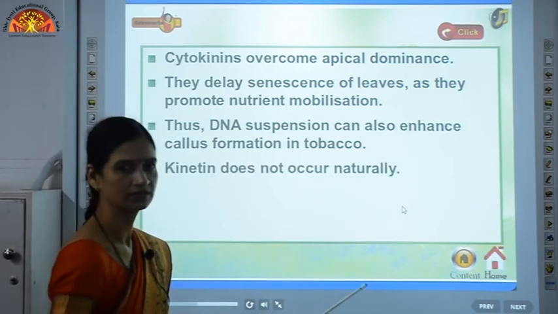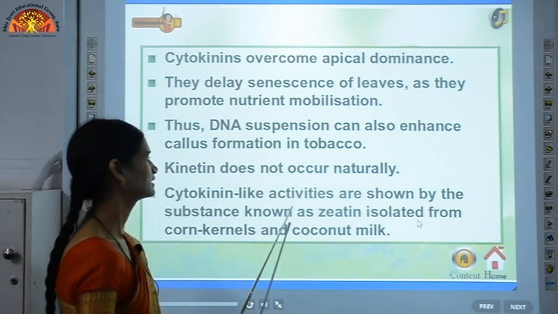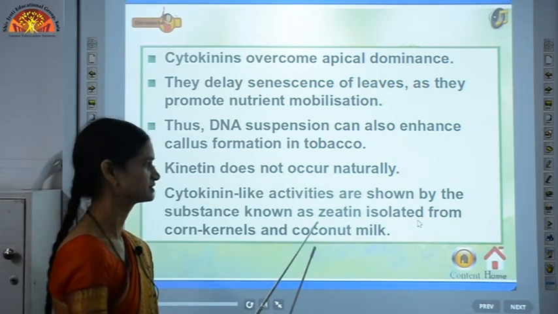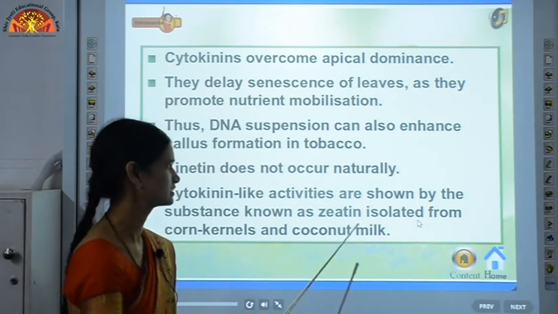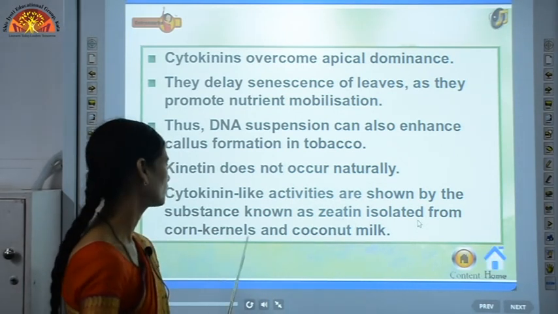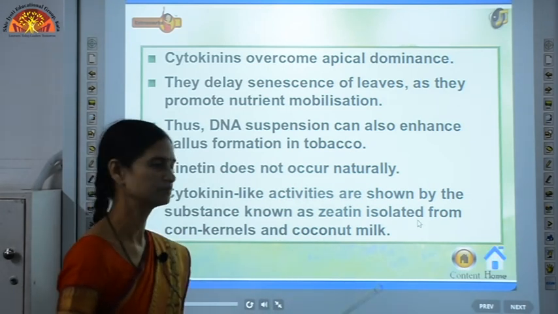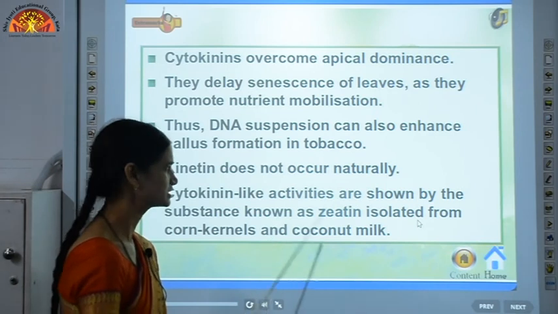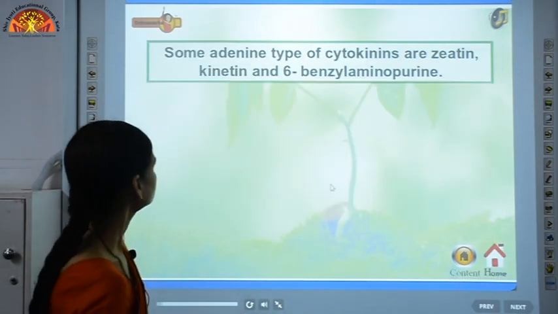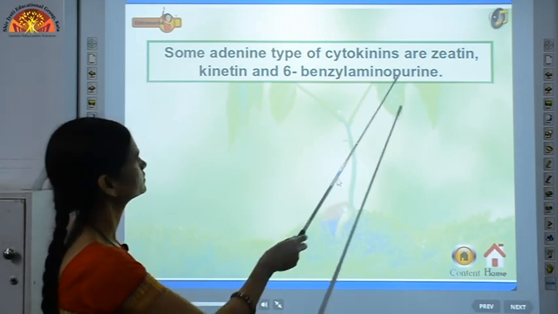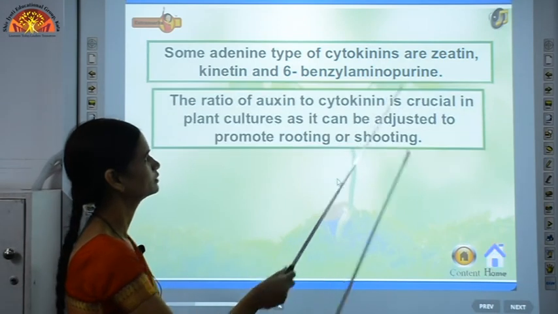Kinetin does not occur naturally. Naturally कभी हमें नहीं मिलेगा. Cytokinin like activities are shown by substances known as zeatin. Zeatin से हमें cytokinin जैसी activity मिलेगी, which is isolated from corn kernels and coconut milk. So this zeatin can be obtained from coconut milk and corn kernels, which have the activity similar to cytokinins. Some adenine type of cytokinins are zeatin, kinetin and 6-benzyl aminopurine.